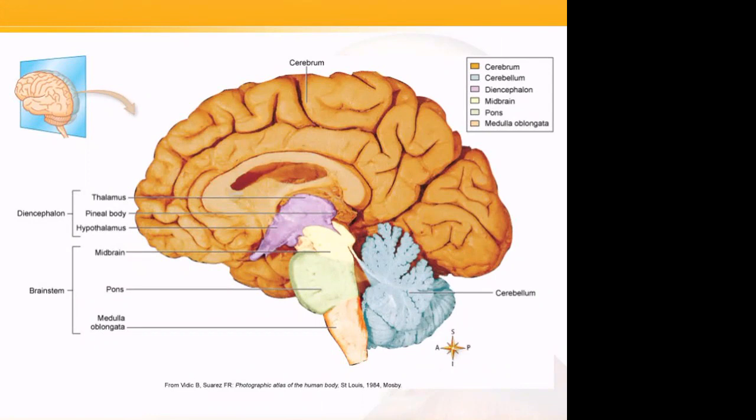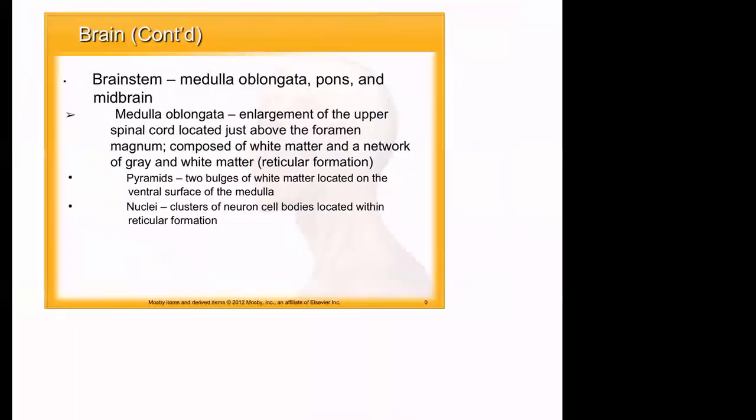And you can see they've pointed out where one would find the thalamus, the pineal gland, also known as the pineal body, as well as the hypothalamus. Then the brain stem in yellow, green, and a light orange, the midbrain, the pons, and the medulla oblongata. And then finally the cerebellum back there in the posterior aspect and underneath. Kind of looks like cut cauliflower from this angle.